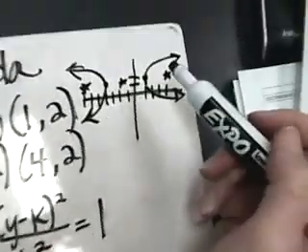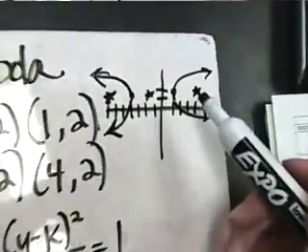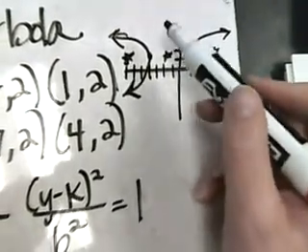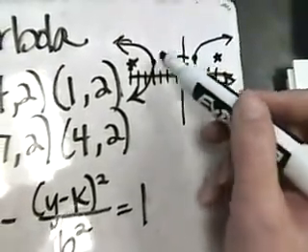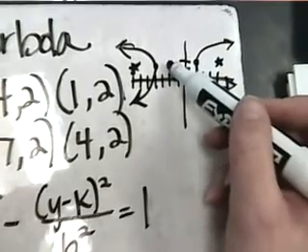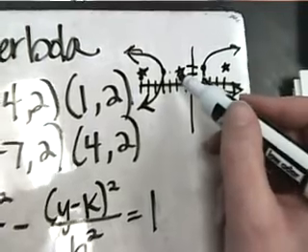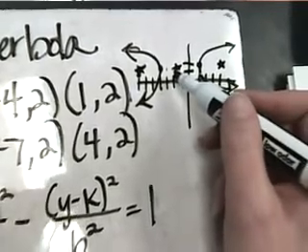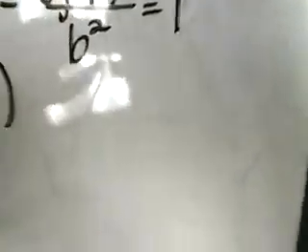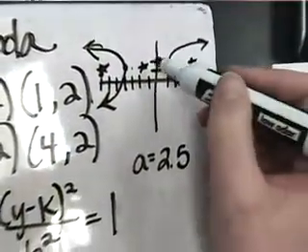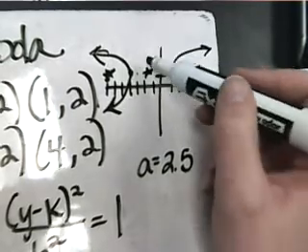So remember, if you look up at your graph, A is the distance between your vertex and your center. Now remember, this is at 1.5. So here's your vertex here at 4, and you have a half a spot, then 1, 2. So your A is 2.5 here. Your A is 2.5.